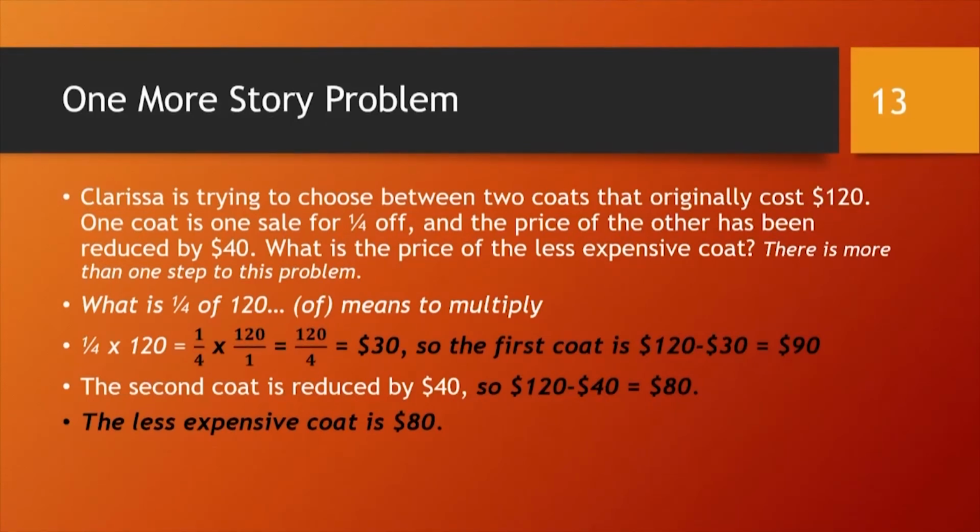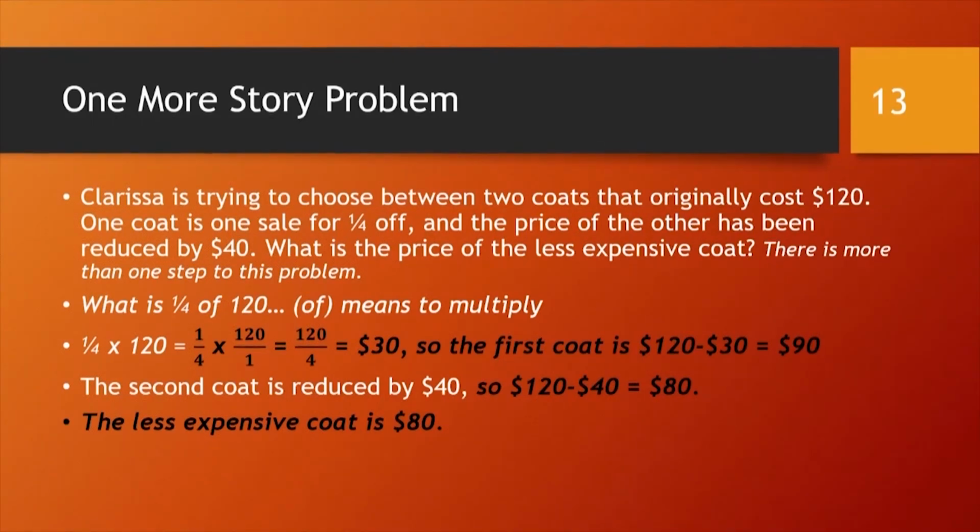So for that one, you can simply take 120 and subtract 40. But for the other one, you have to figure out what is 1/4 of 120. When you're reading a story problem and you see the word of, almost always that's going to mean to multiply. So a fraction of another number means that you're going to multiply those two numbers. So 1/4 of 120 means you're going to multiply 1/4 times 120.